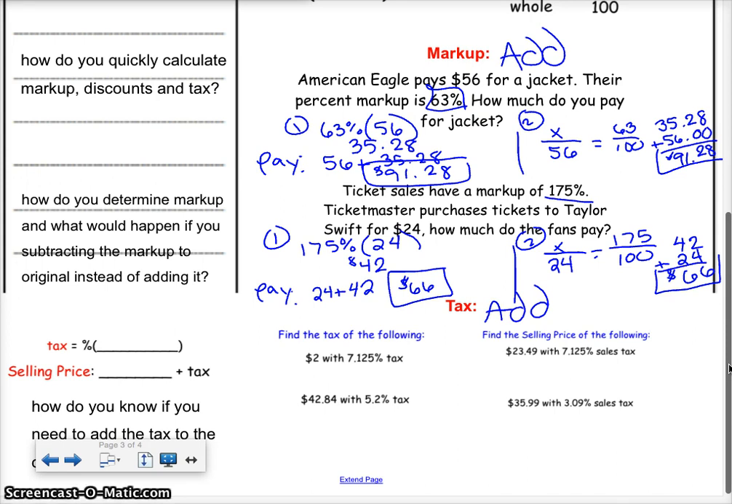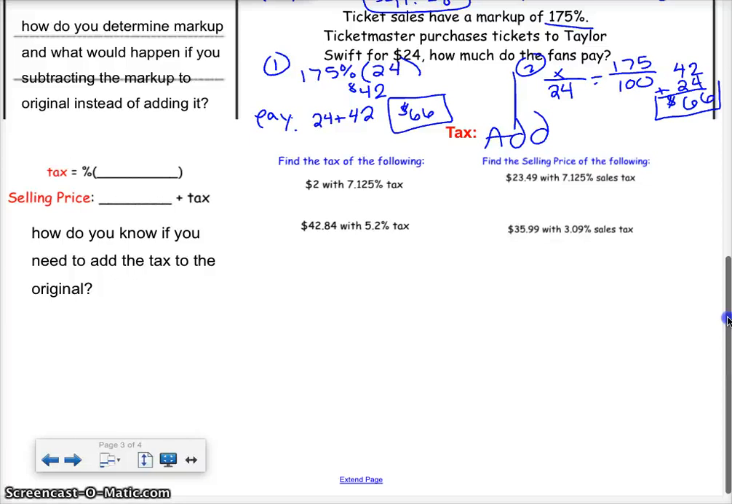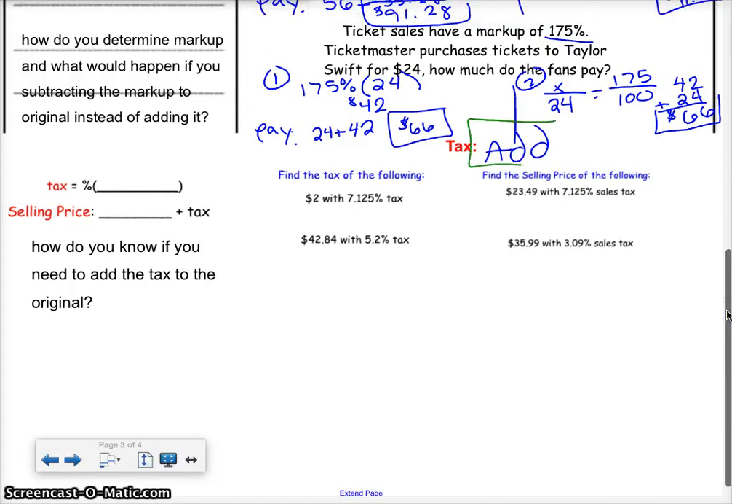Okay. At the end, if you're looking for your total amount, notice here I have find the tax and then find the selling price, or what you'll pay. So there's a difference. If you just want to know how much tax it is going to be, you don't add. It's what your final payment is when you add, okay?